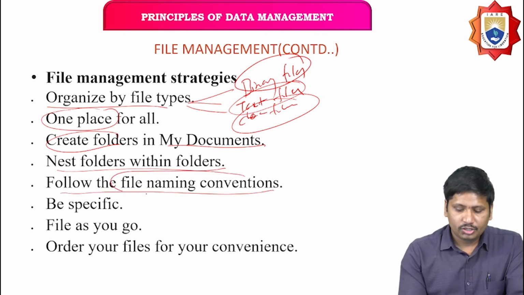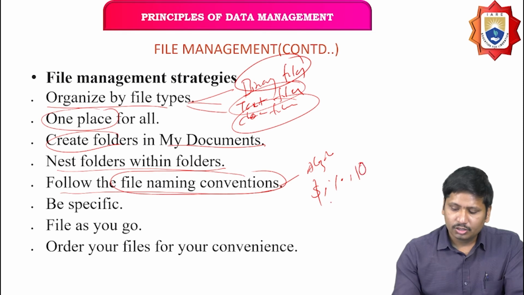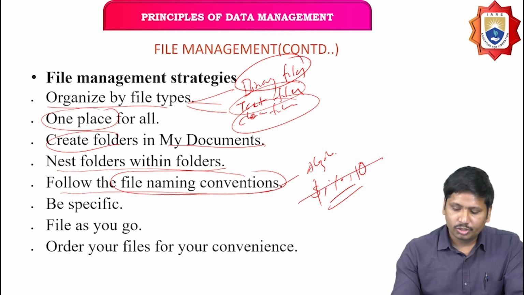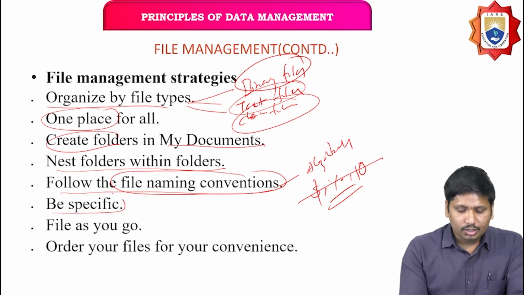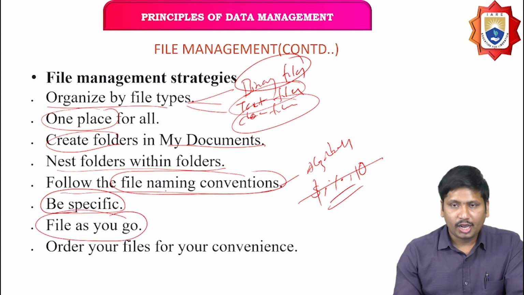File naming conventions are also very important. The file name should start with alphabets. It should not start with special symbols, operators, or constants; that should not be supported. All the time the file name should start with alphabets. And the file name should be very specific.